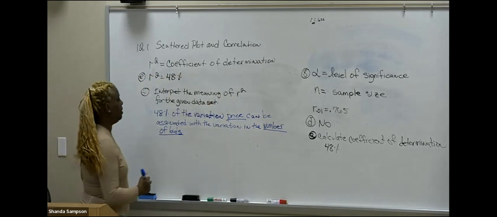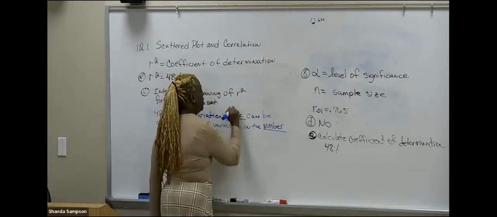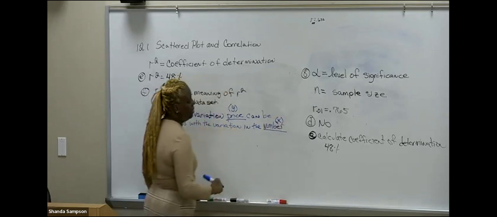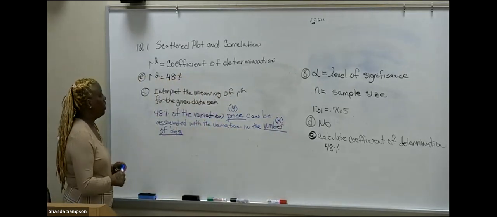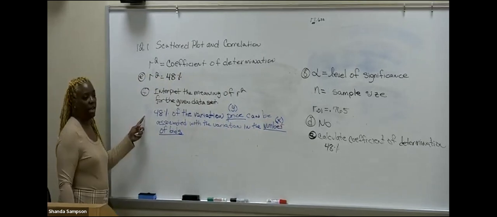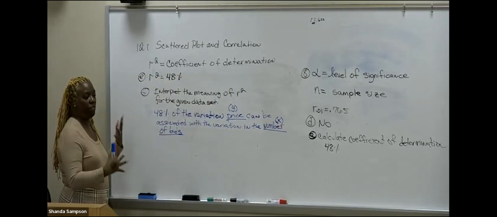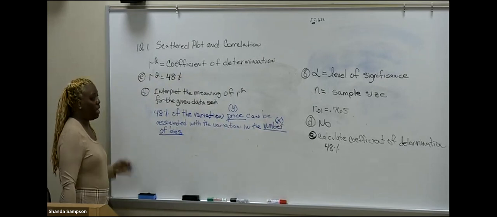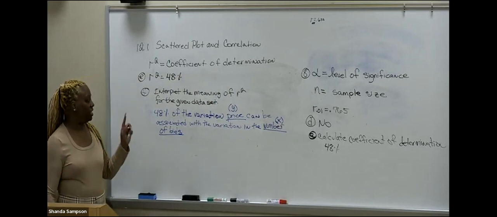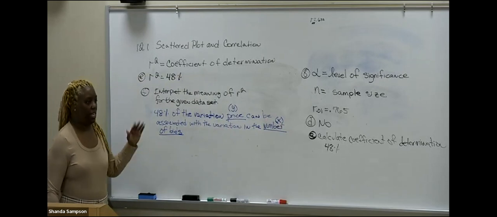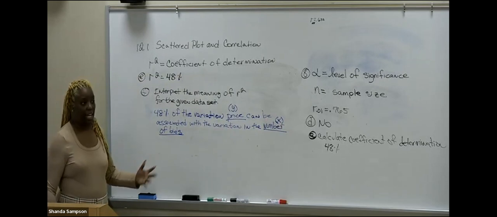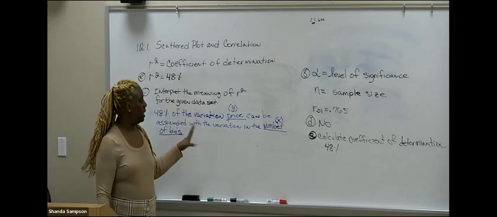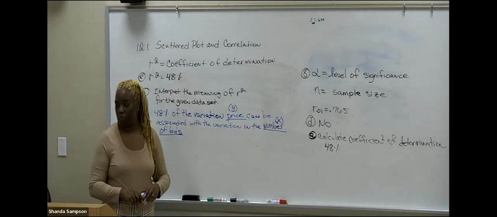Let's get that down. You write it like this all the time, you get 100%, me and you don't have no problem. All right. So you're gonna say whatever the percentage, in our example, 48% of the variation in price, whatever our Y value is, can be associated with the variation in the number of bids, in this case, our X. Write it like that as a fill in the blank. Memorize it, fill in the blank. Y then X, you'll get it perfectly right.